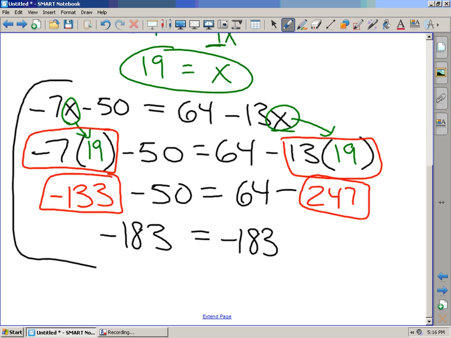In this case, negative 183 equals negative 183. We were left with a true statement. So we know that x equals 19 is the solution to the equation.